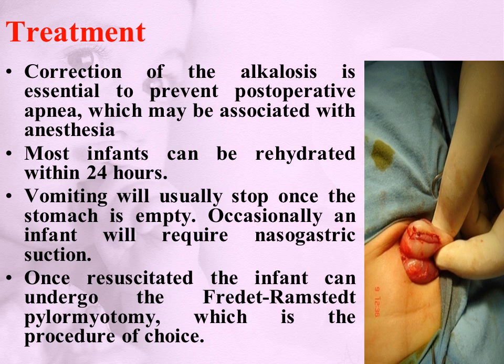After correction of acid and electrolyte imbalance, the surgical technique is called Ramstedt pyloromyotomy, by incising the thickened pylorus till reaching the bulging mucosa.